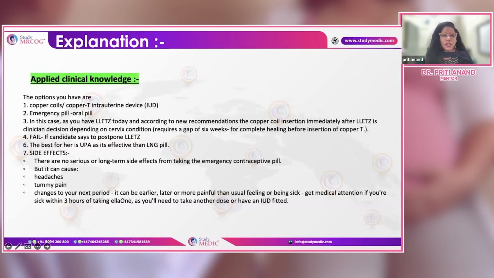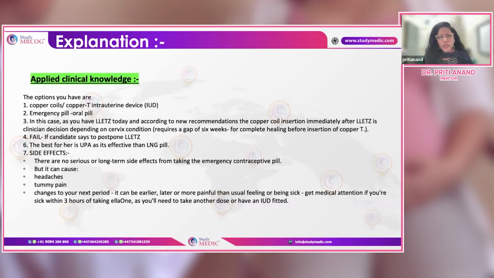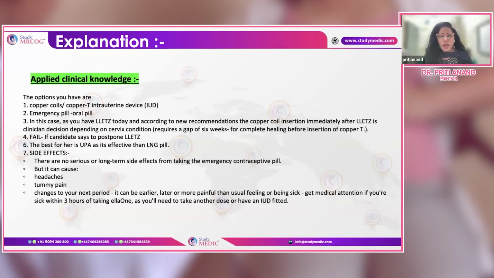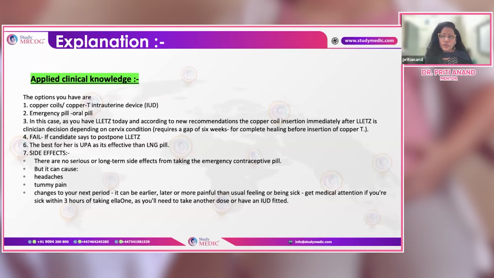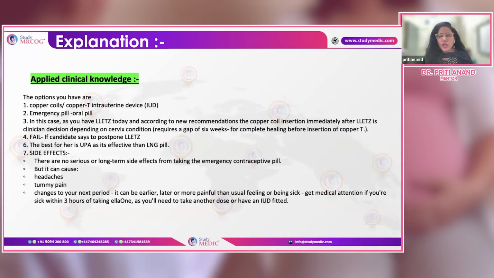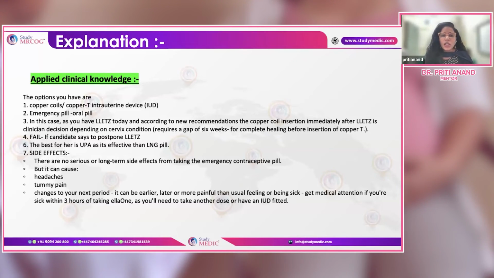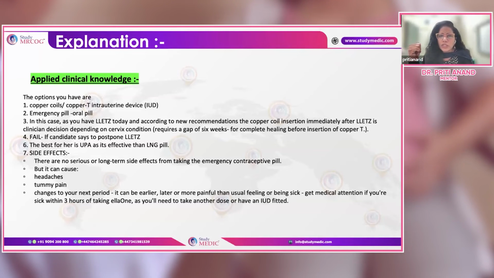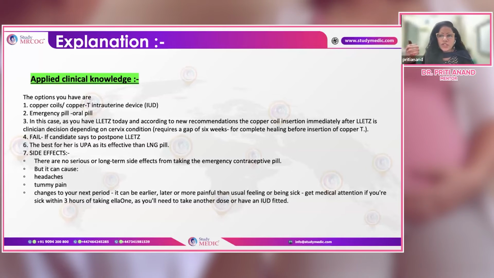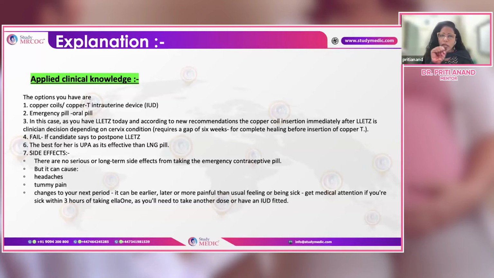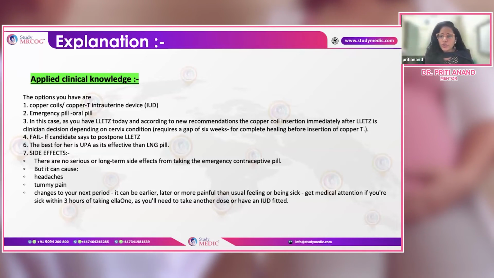Now, applied clinical knowledge. Here we have two issues. One, the patient is undergoing LEEP today. Second, she is coming for emergency contraception. Please remember, you need to know everything. You have to rule out everything with respect to contraindications for the coil and the pills. Okay. And we have seen that she has two issues. One, she got pregnant on emergency pills in the past. Second, she feels nauseated with the pills. So she might not agree to the pill. That also you have to keep in mind.